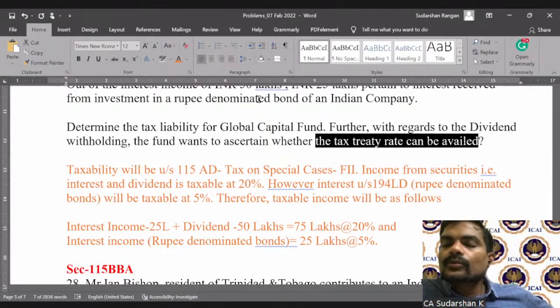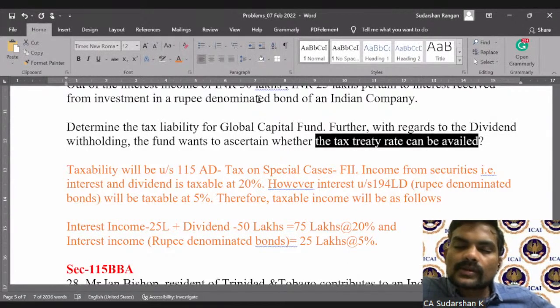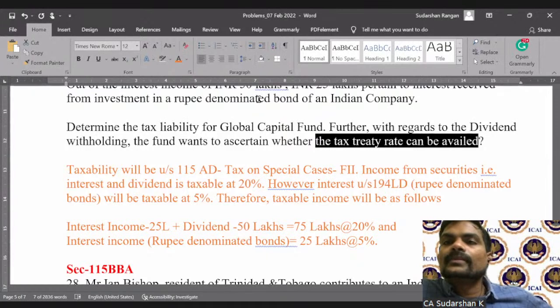Interestingly, if you look at the question in the last class, also in rates in force, 195 is included. 195 covers rates in force. Rates in force includes section 90. So therefore, treaty rates can be used for withholding tax under section 195. The question now comes is, 196D was not specifically included in the rates in force under 237A.